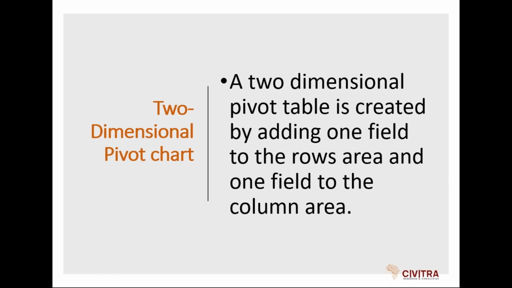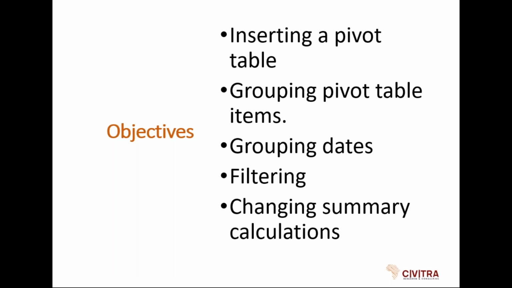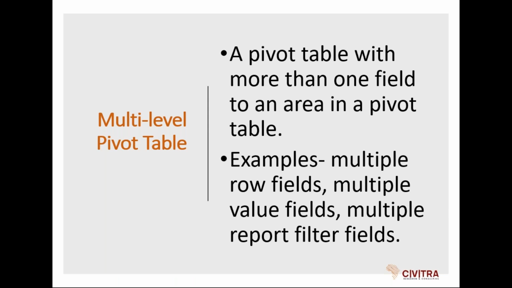And we usually have a 2-dimensional pivot table and a multi-level pivot table. A 2-dimensional pivot table is basically a pivot table that is created by adding just one field to the row area and one field to the column areas. So our objectives on pivot tables is we are going to see how to insert a pivot table, how to group pivot table items, how to group dates, how to filter, how to change summary calculations.